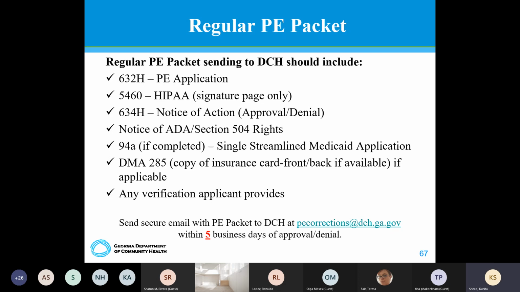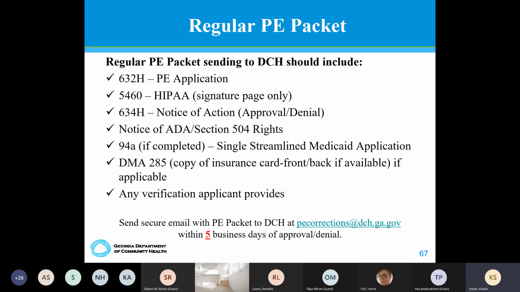Okay, so anytime you do an application and you interview the applicant right there in the office with you, this is what should be included in your PE packet each time you send it to DCH. So this is kind of like a checkoff list for you. You need to make sure that you are abiding by this checklist. So of course you have your 632H, and you should know what that form is. Your 5460, which is the signature page only. The 634H, and we need that for every individual that you made a determination for.